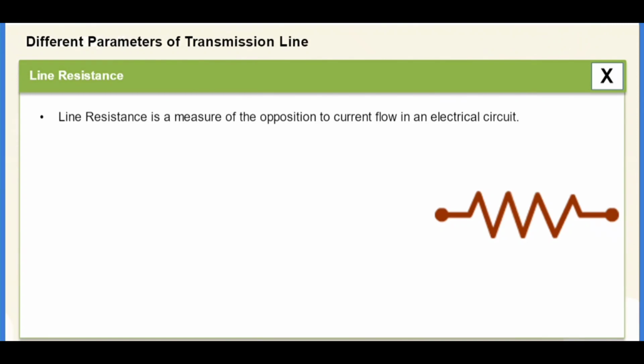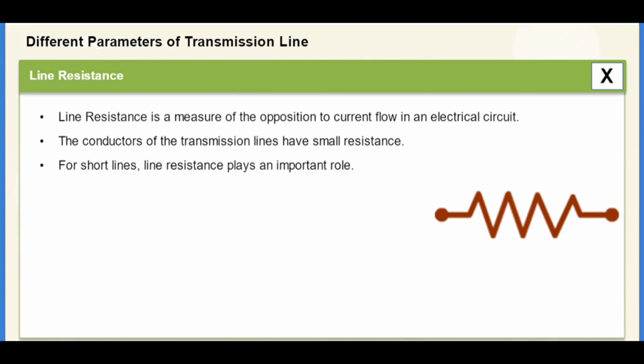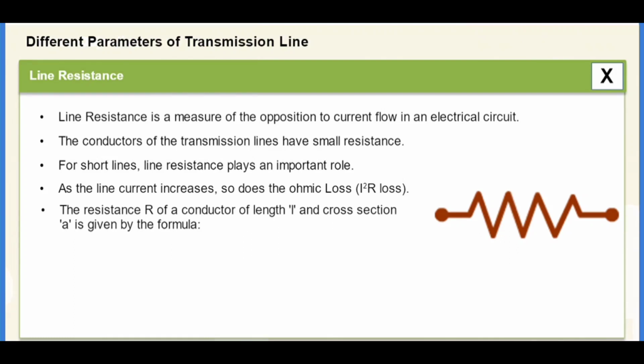Line resistance is a measure of the opposition to current flow in an electrical circuit. The conductors of the transmission lines have small resistance. For short lines, resistance plays an important role. As the line current increases, so does the ohmic loss, I square R loss. The resistance R of a conductor of length L and cross-section A is given by the formula R is equal to rho multiplied by L and divided by A.